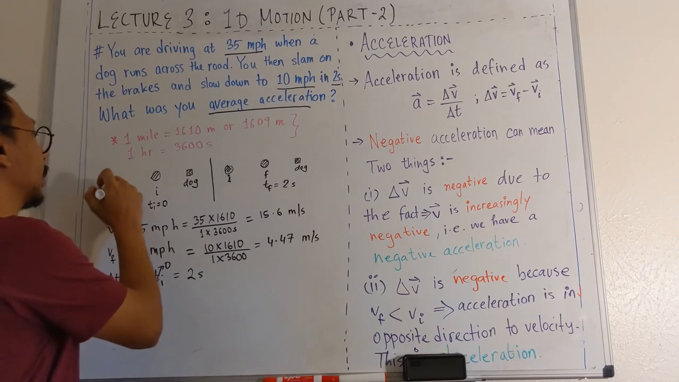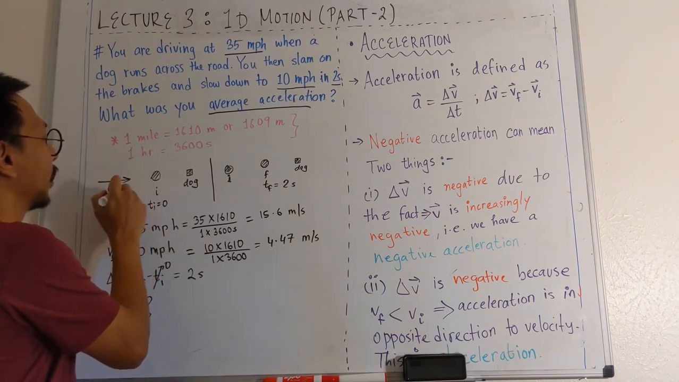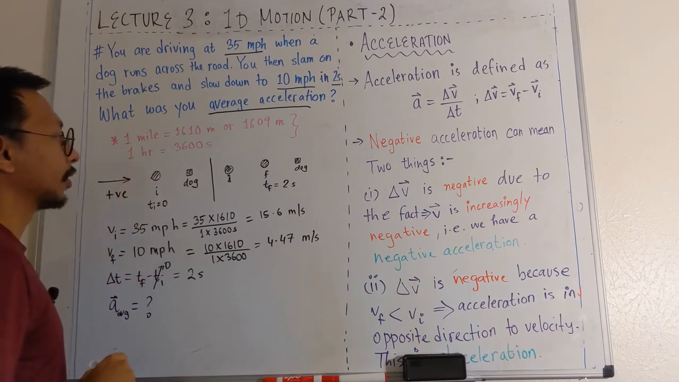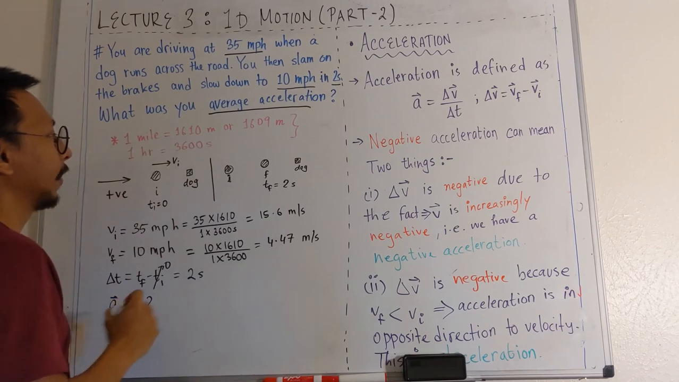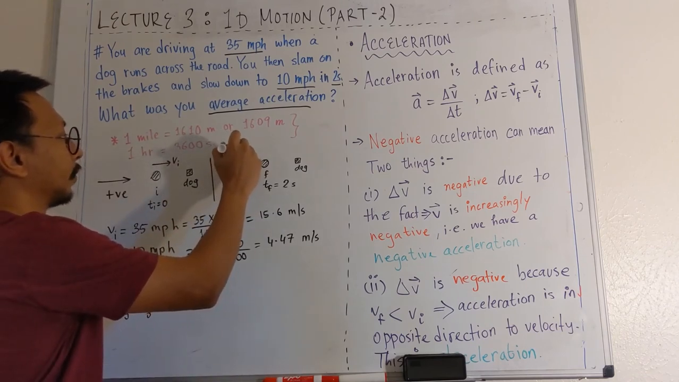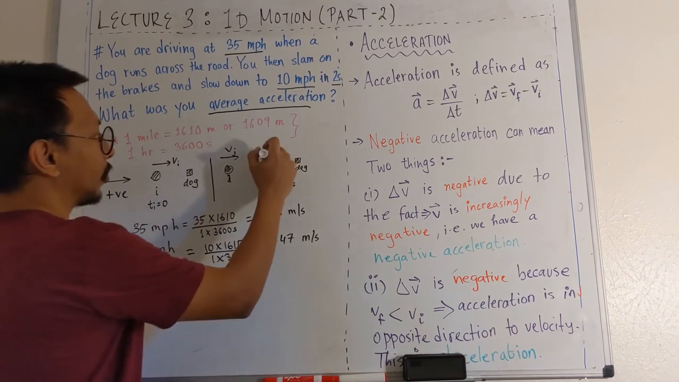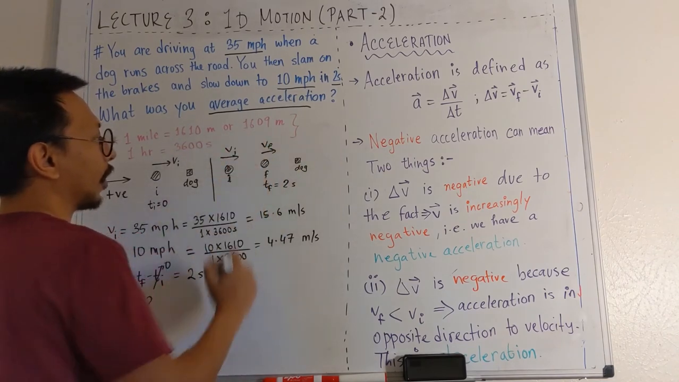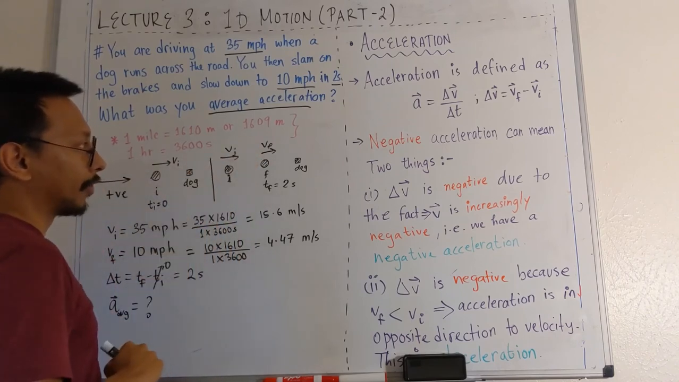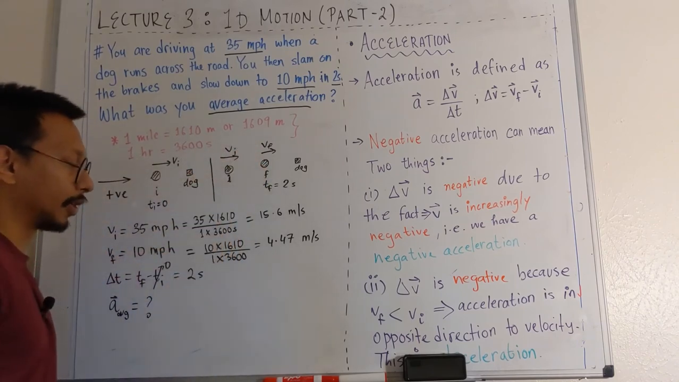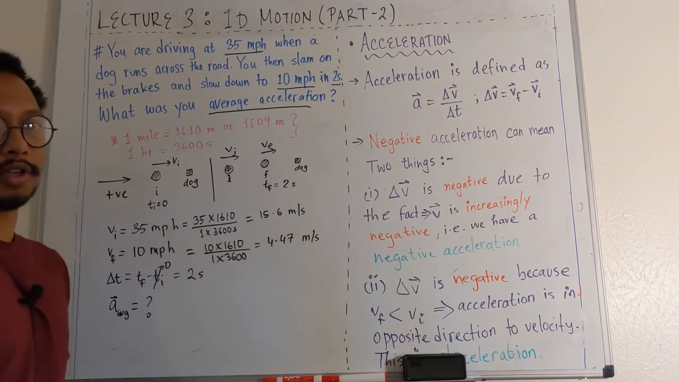Now I forgot to do this, but you should do this every time you start a problem: define your positive direction of motion. So for me, I'm defining rightward to be positive. Initially you were moving right with the initial velocity VI, and finally you slowed down, but you were still moving to the right, in the positive direction, with the speed or velocity VF. So both of these are actually positive.